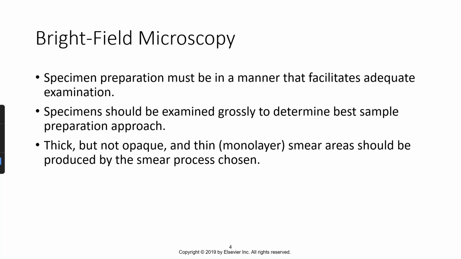So in a bright field microscope, we've got light that comes from the bottom of the stage and it goes up through the specimen into the oculars, and then it's magnified on the way.